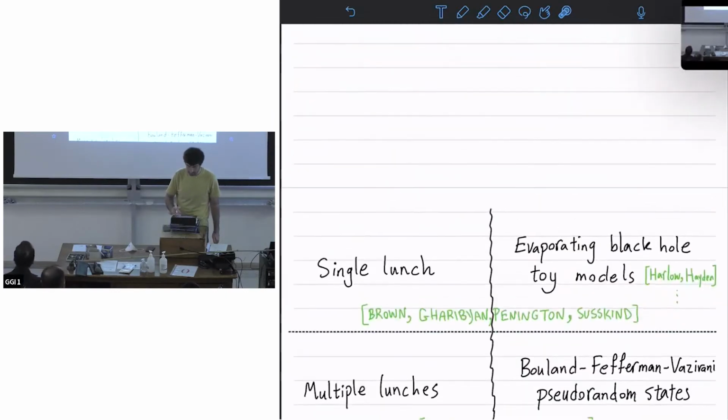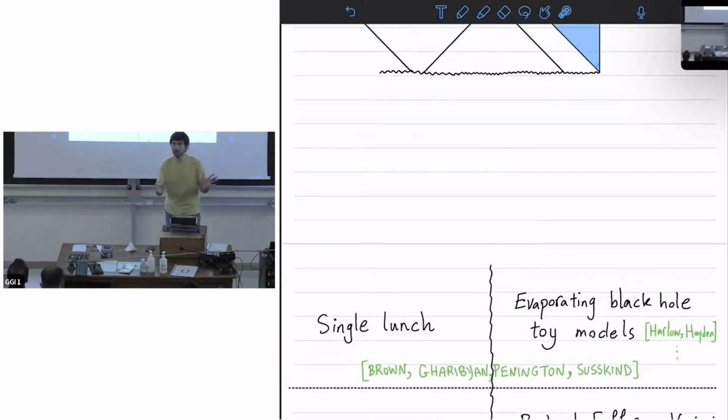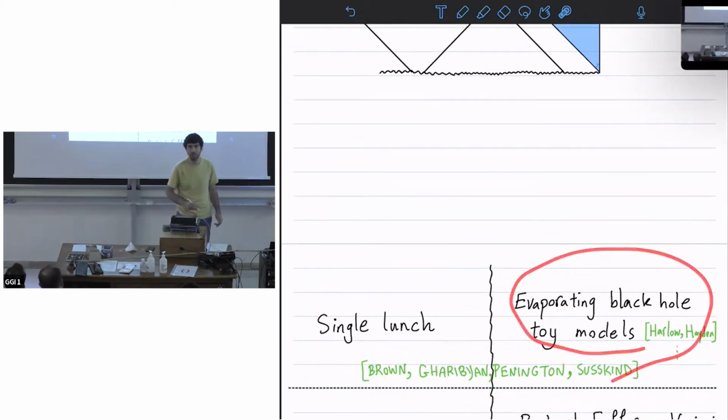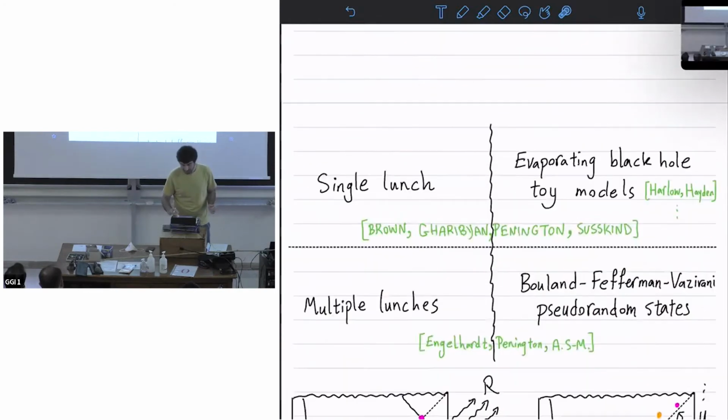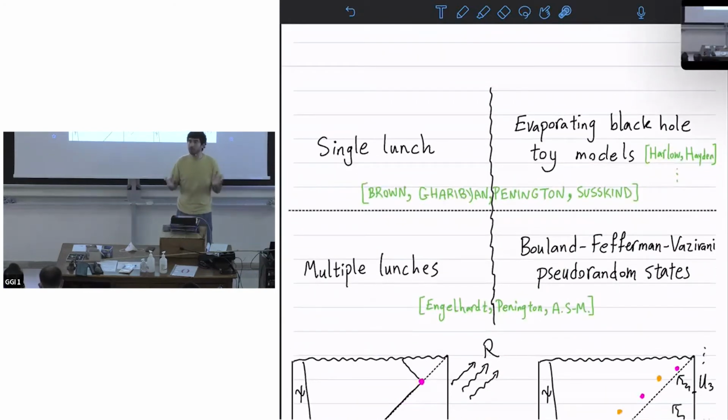And the best argument for the single lunch case is the toy models of black hole evaporation, which was the original motivation of these people to match the complexity to these black hole evaporation toy models. I'm calling that a boundary argument since the toy models discuss what's happening on the boundary. And even these multiple lunch scenarios also show up in some interesting boundary states.